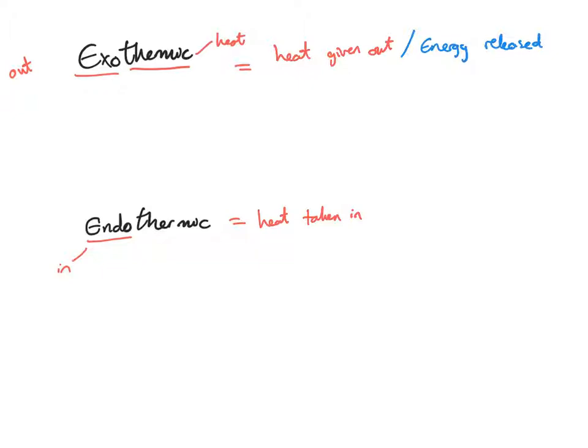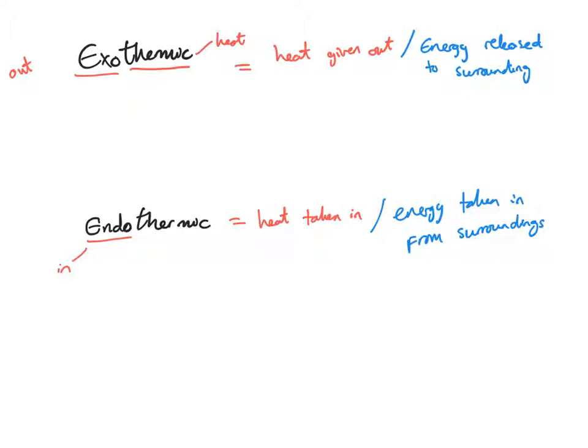When we say it's endothermic and heat's taken in, what we mean here is actually that energy is taken in from surroundings. And this is energy released to surroundings. So exothermic will often feel hot because energy is released. Endothermic will often feel cold because energy is taken in.